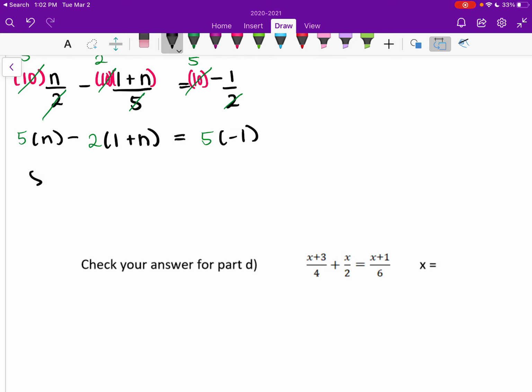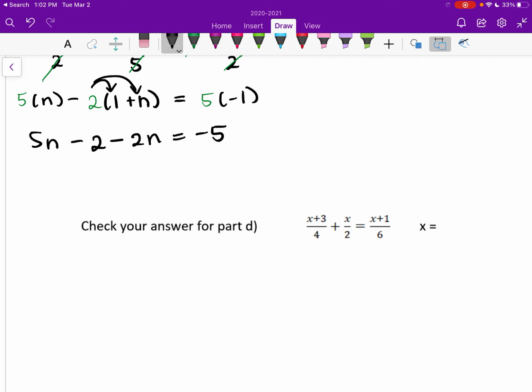So I'm going to do 5 times n is 5n. You've got to distribute this negative 2 in. So negative 2 times positive 1 is negative 2. Negative 2 times n is negative 2n, equals 5 times negative 1 is just going to give me negative 5, right? Collect our like terms. 5n minus 2n is going to give us 3n, right? Minus 2 equals negative 5.